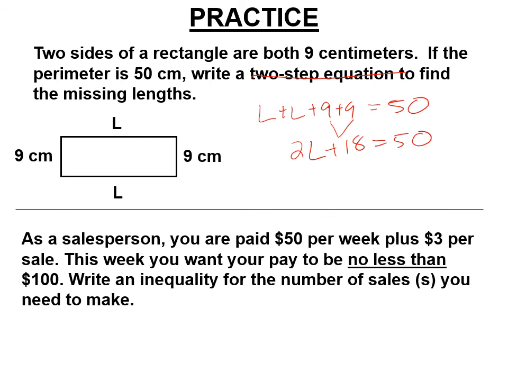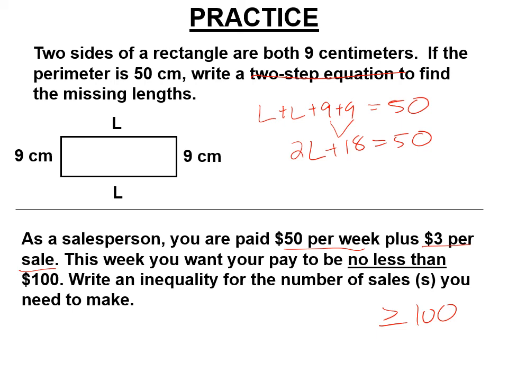As a salesman, you are paid $50 per week plus $3 per set. Whoa, wait a minute. There are two rates in this problem. This seems confusing. This week, you want your pay to be no less than $100, right? Oh, no, that's no less than, which is greater than or equal to 100, not less than, greater than or equal to 100. All right, so that should have been the easy part.